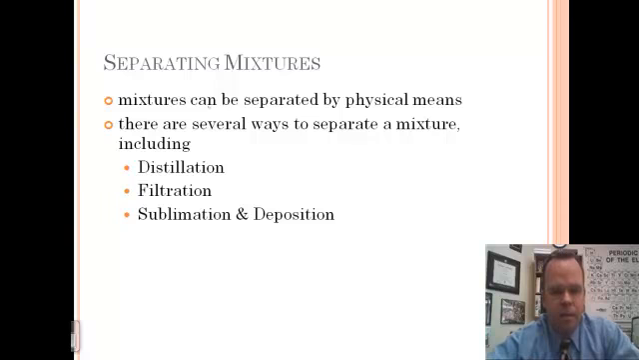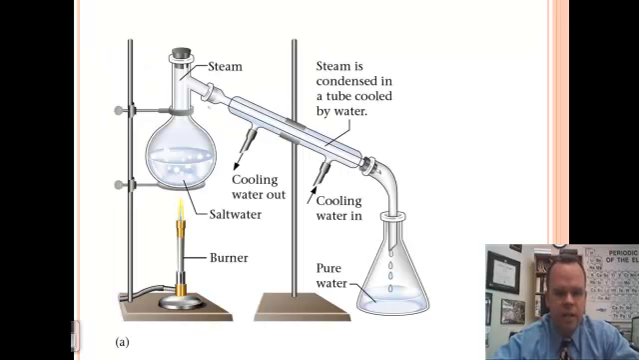When you separate a mixture, it is a physical change. There are three common ways of separating mixtures that we are going to use in the lab: distillation, filtration, and the phase changes of sublimation and deposition. Generally, most of these use the physical properties of the individual parts of the mixture to separate that mixture. Starting with distillation.